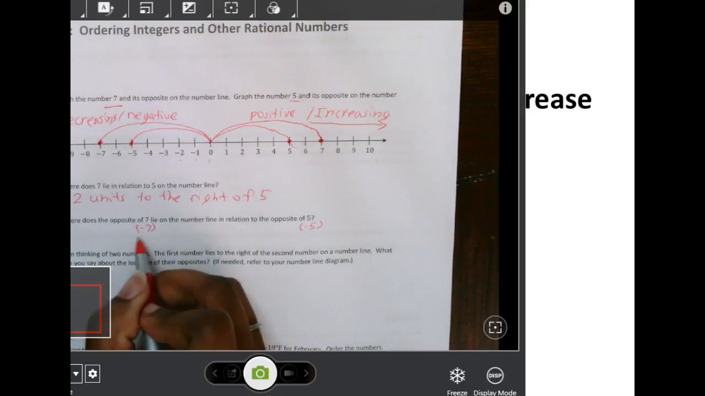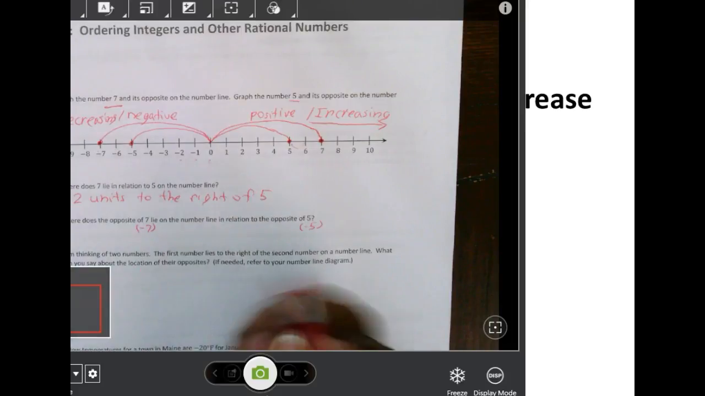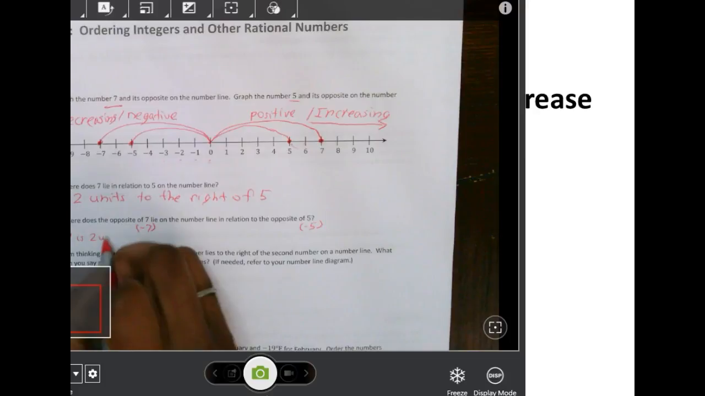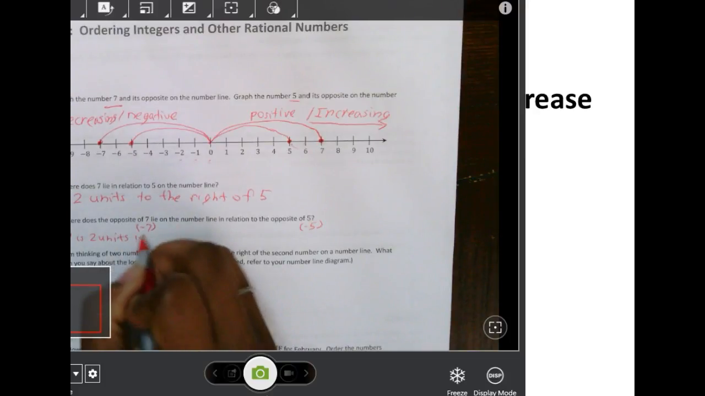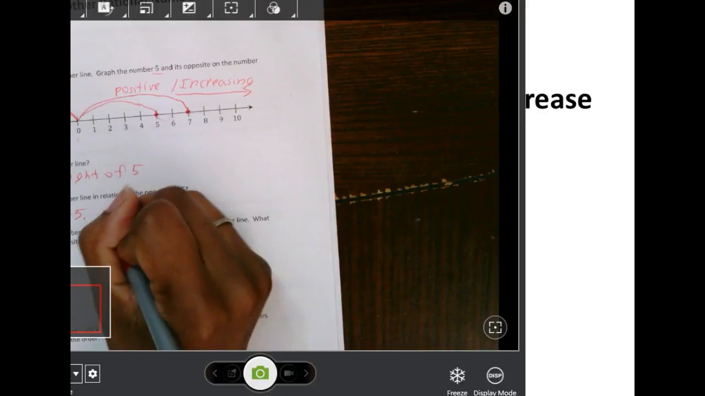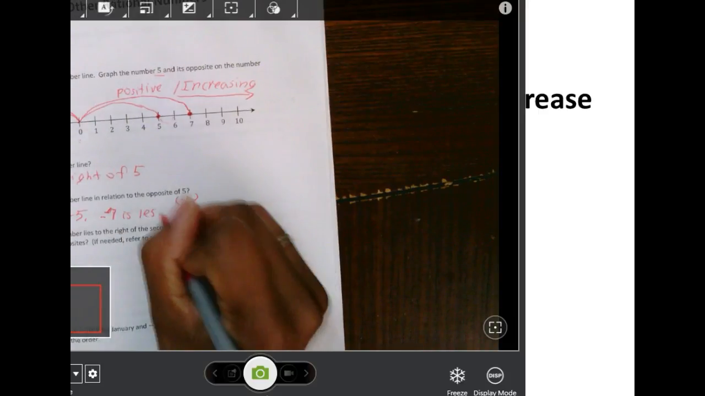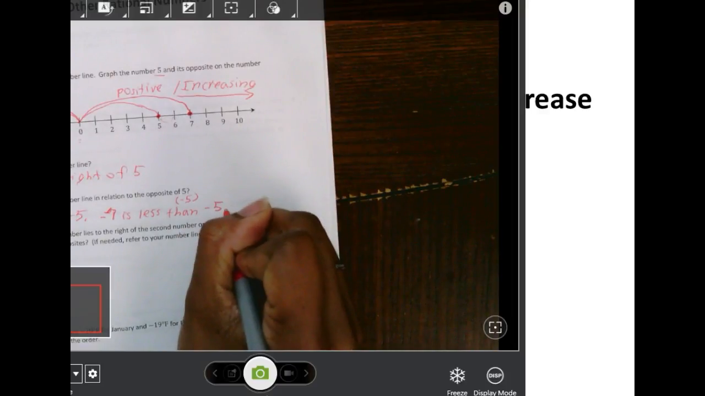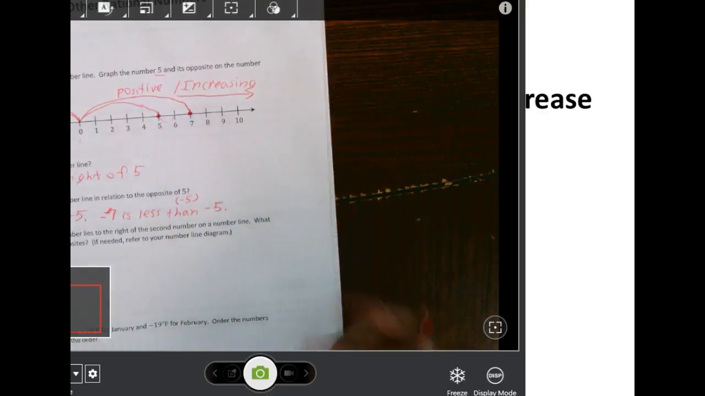Negative 7 is 2 units to the left of negative 5. It is also less than negative 5. Negative 7 is less than negative 5. So let's move on to letter D.